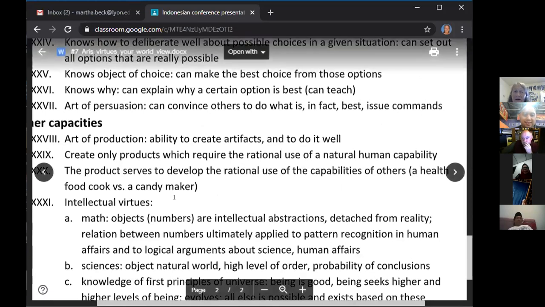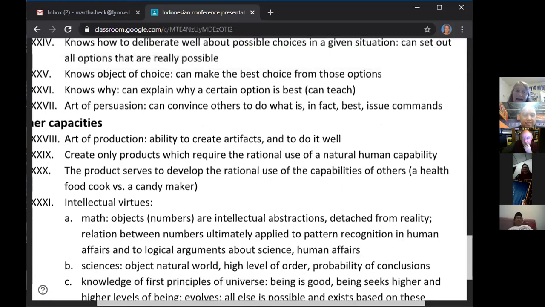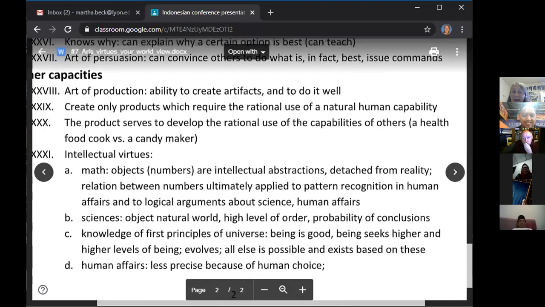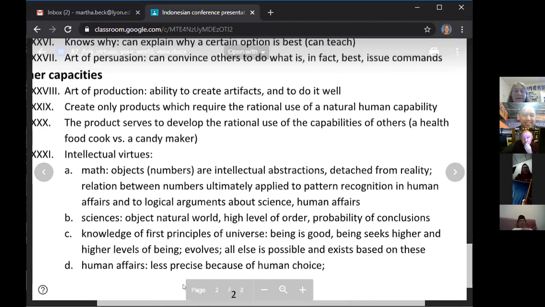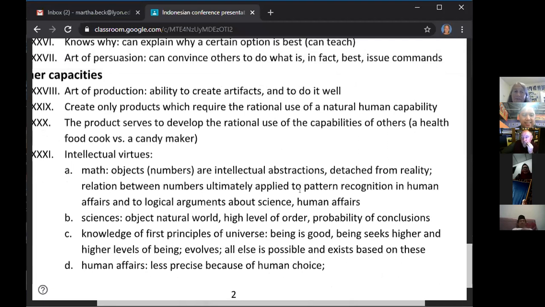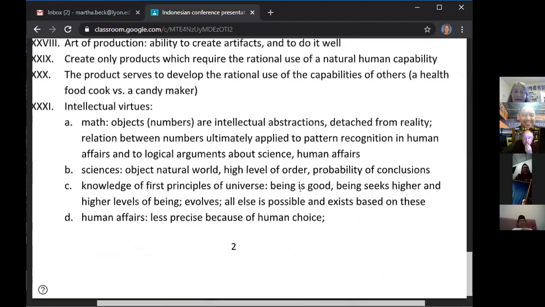And then you have our other capacities, right? The producing things, that's the economic sector, and then creating products. But here are the intellectual virtues, and this is what you get in higher education, right? Math, science, language study. So for the Greeks, that definitely comes after character development, within the context of character development.